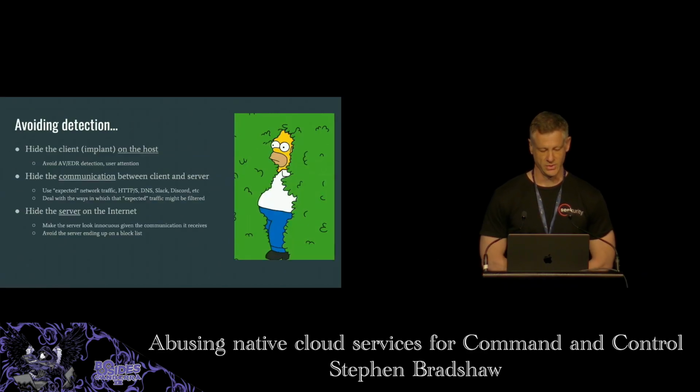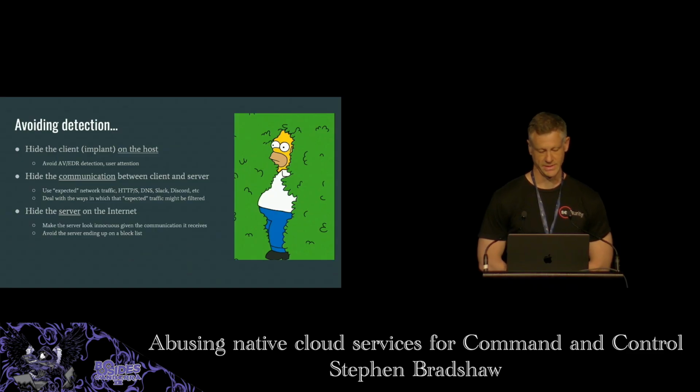So I mentioned that C2 needs to avoid detection. There are three main components to this. First of all, you need to hide the client or implant on the infected host. This involves avoiding antivirus and EDR and avoiding attracting the user's attention. Second, you need to hide the communication between the client on the infected host and the C2 server on the internet. This usually involves using expected network traffic, so network traffic that would normally happen on that host. Some examples are using HTTP, so web browsing traffic, domain name resolution traffic or DNS, and sometimes custom protocols such as Slack or Discord.